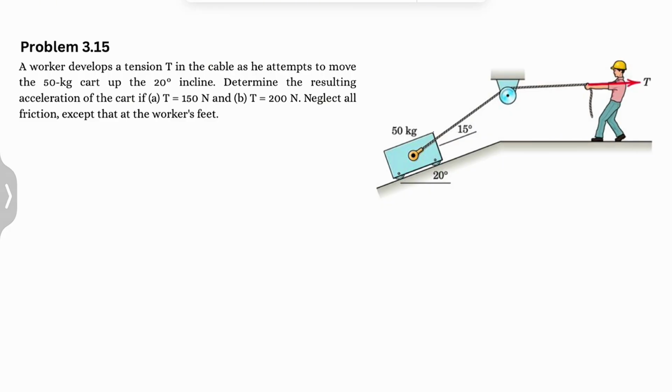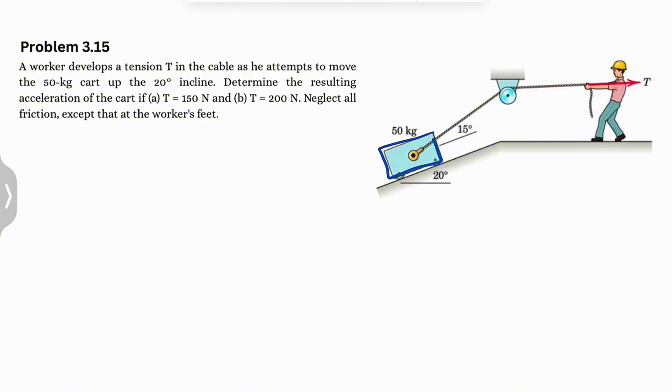We have a note at the end of the question where we can neglect all friction except the friction that we have at the worker's feet. And obviously we are not in equilibrium anymore because we have the tension and the worker that is trying to pull this cart. So as always, we're going to start with the free body diagram.